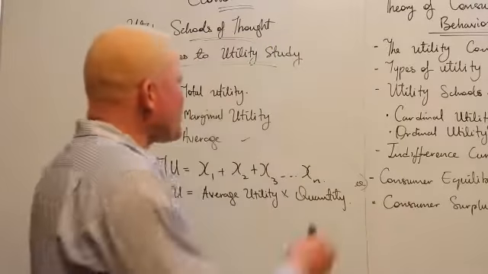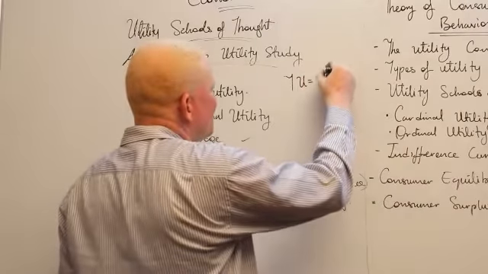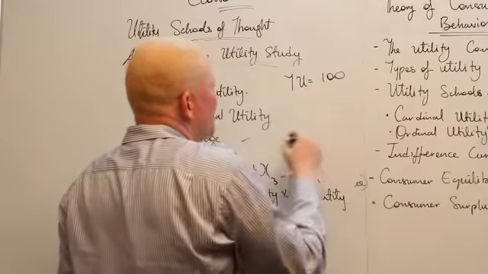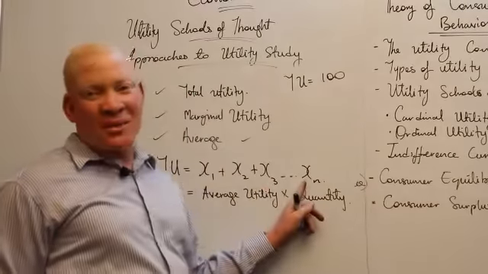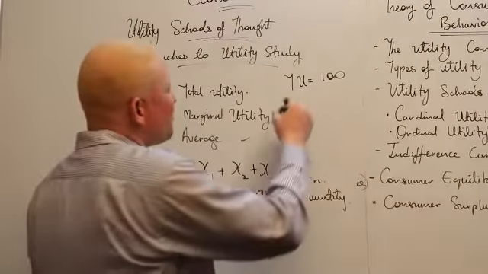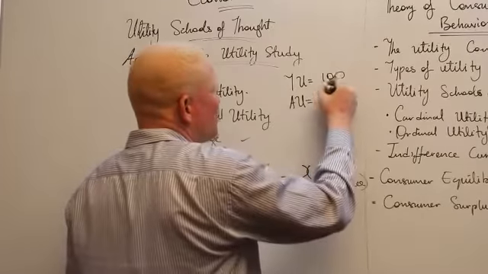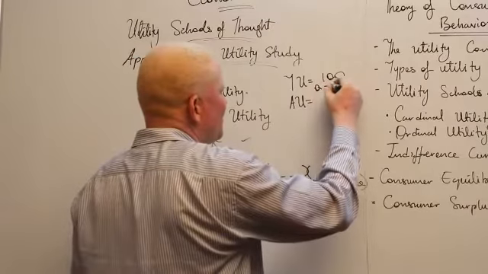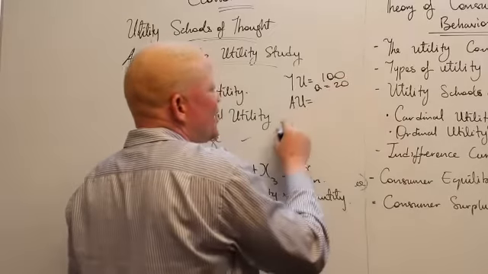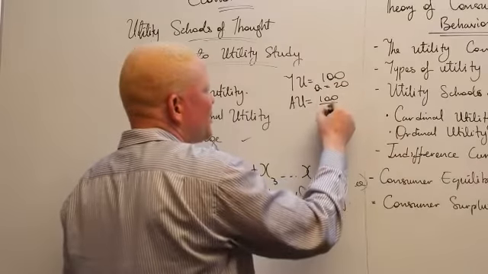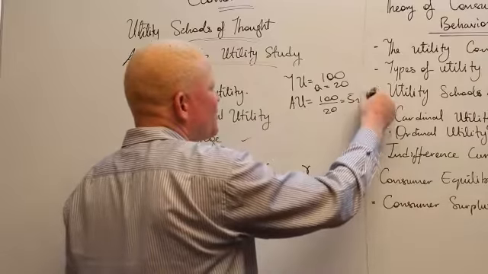Meaning that if I could have total utility of 100, of course, it doesn't mean that I derived equal utility from all of them. But if I want to distribute an equal utility, I can now calculate an average utility on a quantity of maybe 20. That means my average utility will be 100 divided by 20 to give me 5 utils.